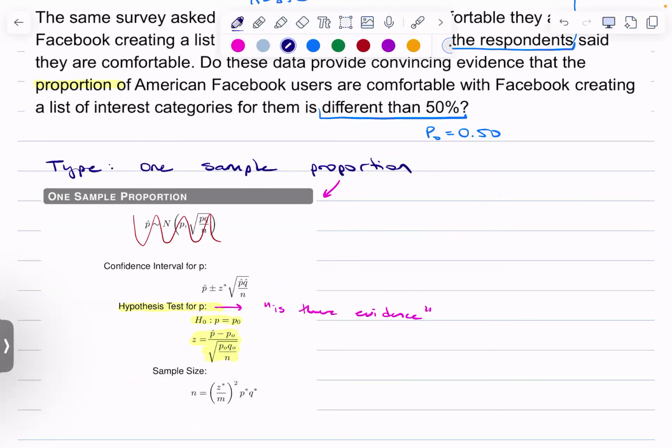Should we do the conditions? Let's assume the conditions are met, and then we can go back to them. They're so annoying. Assume the conditions are met for now.